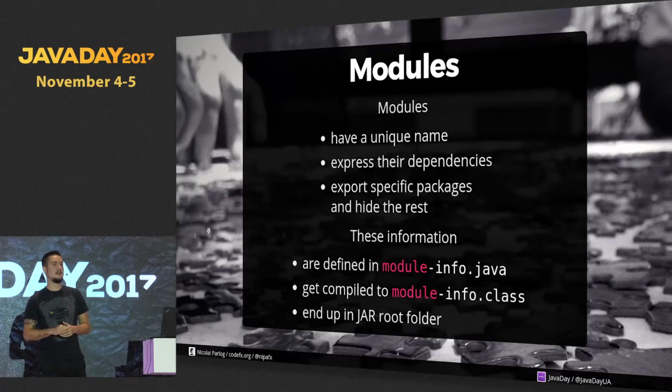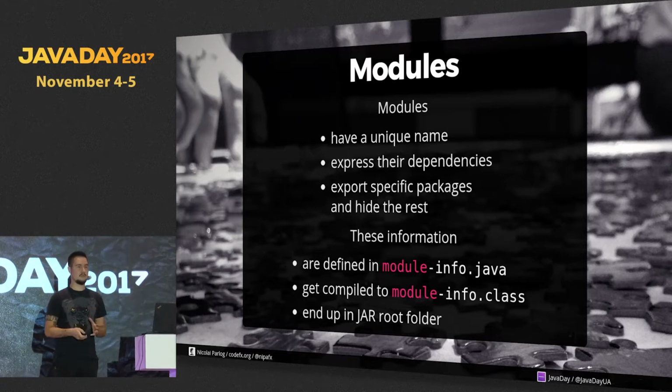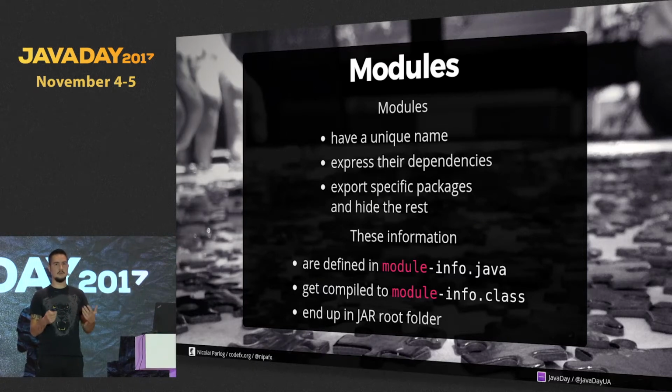So I said I assume that you know the basics, but I still want to rush through them very quickly to get you up to speed. So modules. Unlike jars, modules have 3 essential properties. They have a unique name, they express their dependencies, and they export specific packages. And these packages make up the API. You put this information into a module-info.java, which then gets compiled to a module-info.class, which then ends up in a jar, which defines the module and makes it a modular jar that your module system can process.